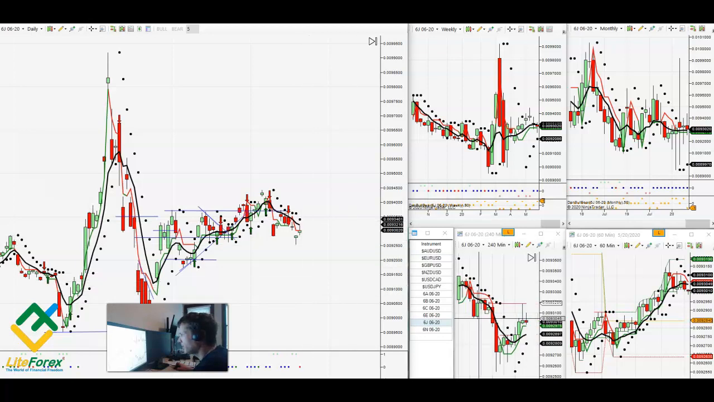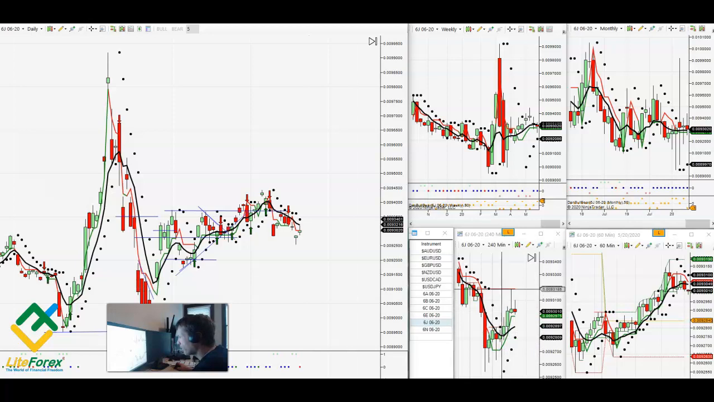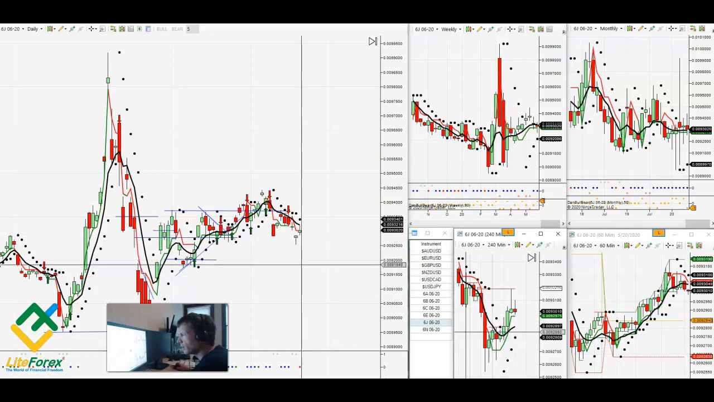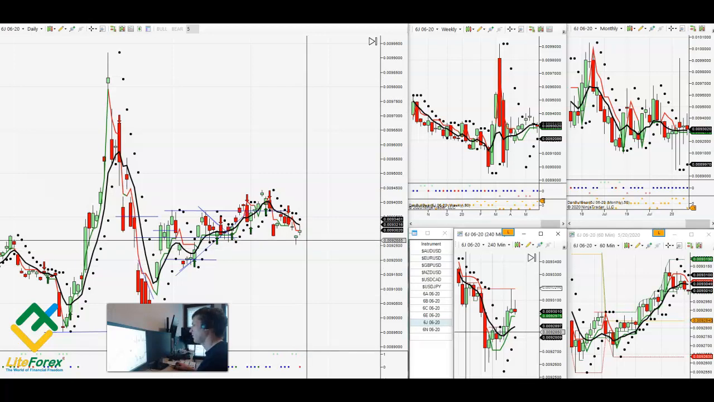Which it did today. You look at the 240 and you see this resistance price hitting at 0.0093190. So look for this to come down and the USD yen to break out. Okay, well that's the breakdown for Wednesday, May 20th.